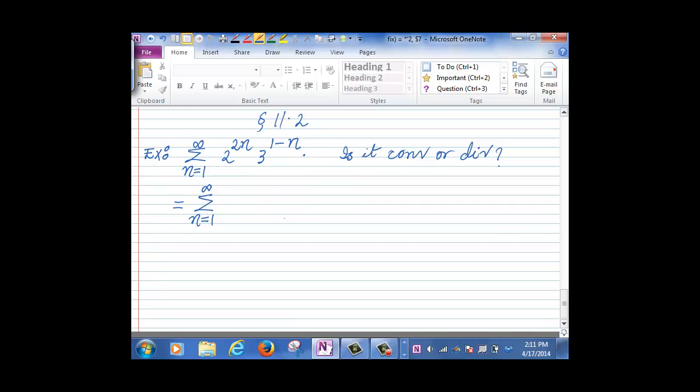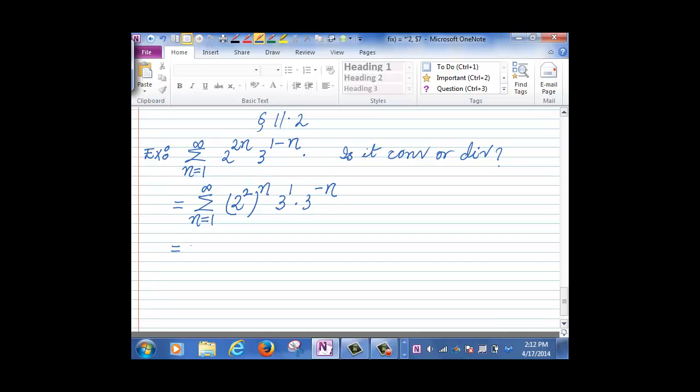One thing I want to do here is that, first of all, that 2 to the power 2n, I am going to write it as 2 squared to the n. And 3 to the power 1 minus n, I'm going to write it as 3 to the 1 times 3 to the negative n. Is that okay to do? Everybody is okay with that algebra, okay?